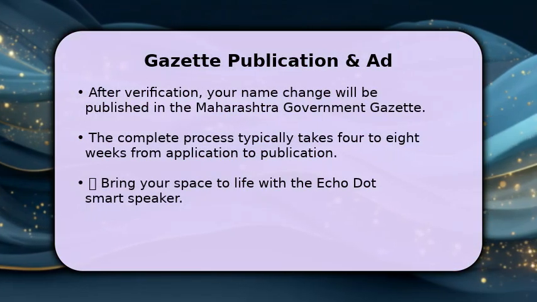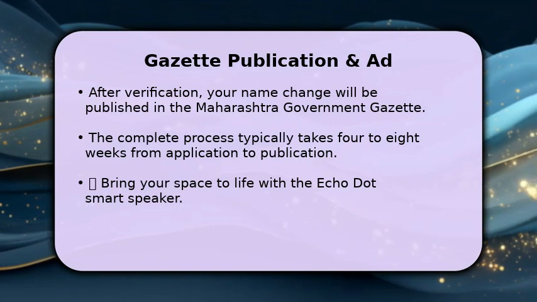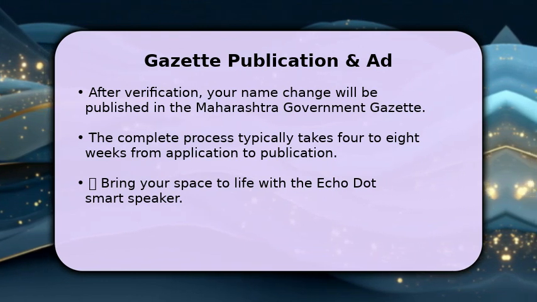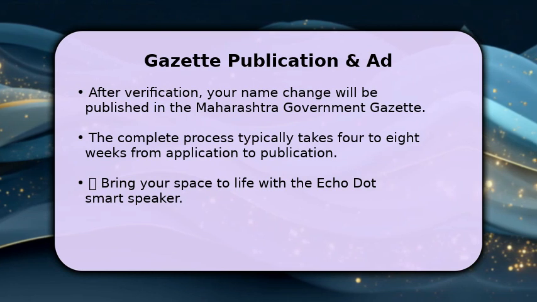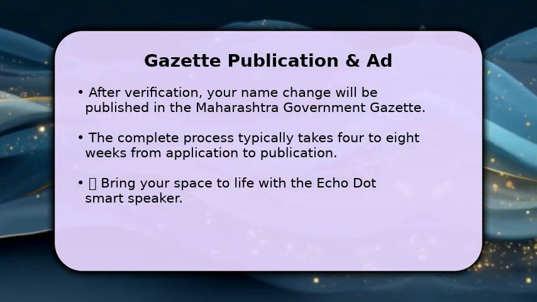Once your application is verified and approved, your name change will be officially published in the Maharashtra Government Gazette. This publication serves as your legal proof of name change. The entire process, from submitting your application to seeing your name in the Gazette, generally takes about 4 to 8 weeks.